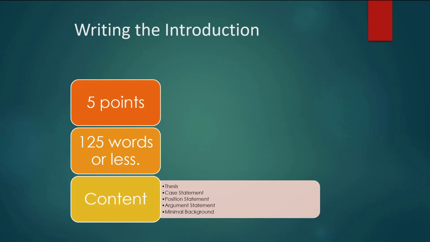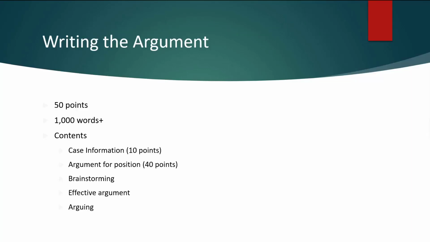And again, this should be pretty short because it's worth 5 points. And as a general guide, about 125 words or less. And if you're hitting like a few pages, that's way too much. Now, the argument part of the paper is worth 50 points and should be about 1,000 words or more.